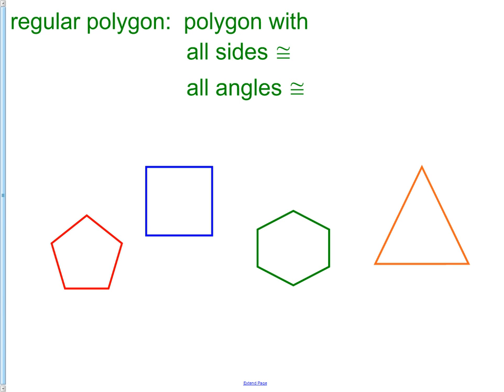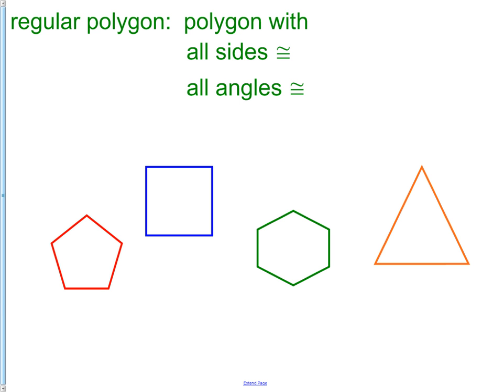So in a regular polygon, all of the sides would be the same length and all of the sides would be the same shape, meaning a segment. The key here also is all angles congruent. If we didn't have that, you would see a few figures that would look very strange that we could also call regular. So we also need all of the angles to be congruent.